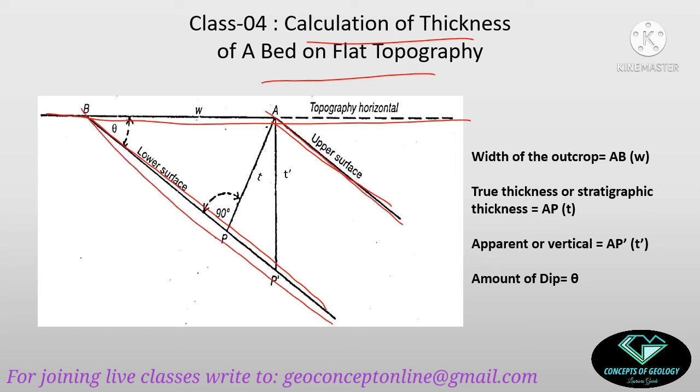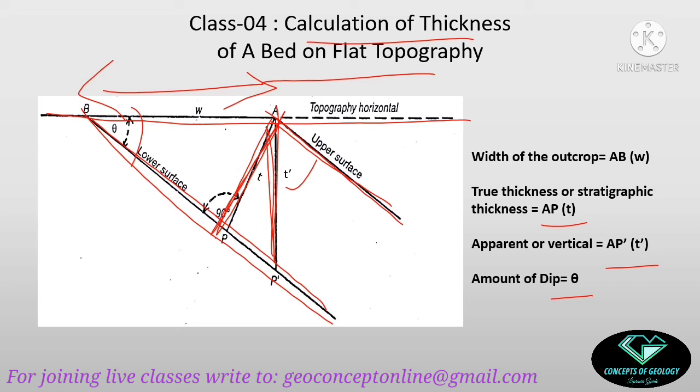Okay, now I may have different types of thicknesses here. Suppose this thickness is the true thickness or stratigraphic thickness. This is AP, denoted as T here. This thickness, which is the vertical thickness, is denoted as AP dash or T dash here. Okay, the amount of dip of the inclined strata is theta, okay, and the width of the outcrop here on the surface, suppose it is AB and denoted as W, okay.